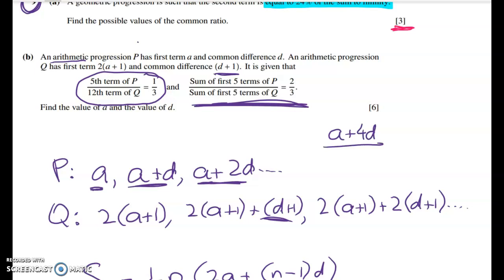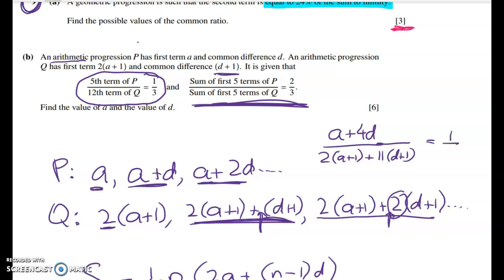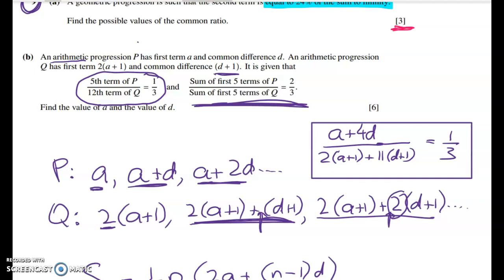And the 12th term of Q, well, the 12th term of Q is going to have 2 lots of A plus 1, so when we're in the second term, we've got 1 lot of D plus 1. The third term has got 2 lots. So the 12th term is going to have 11 lots of common difference in it. Okay, so we've got this, and that's the equation that we're going to have to simplify first, right? And then we're going to have this one here to work with.